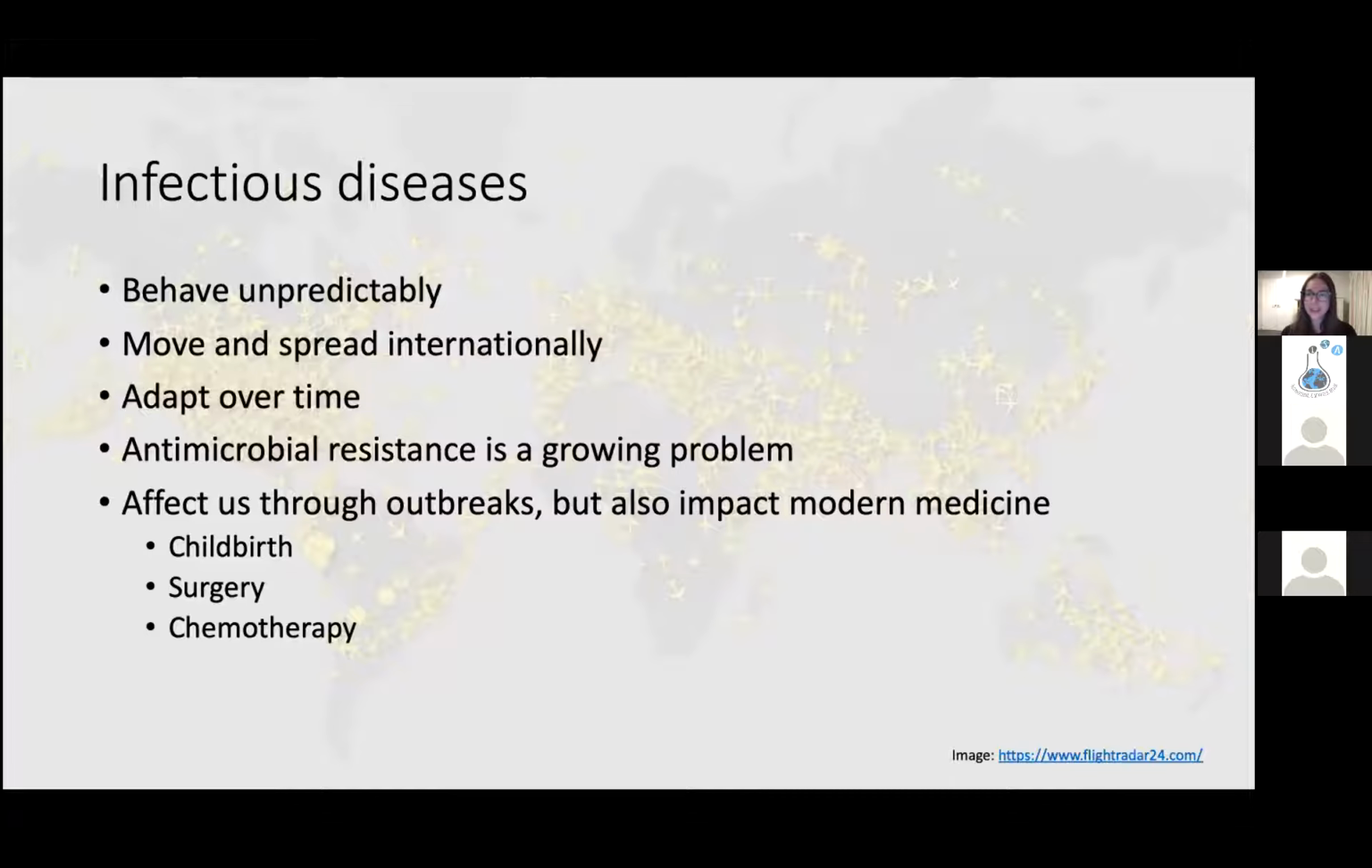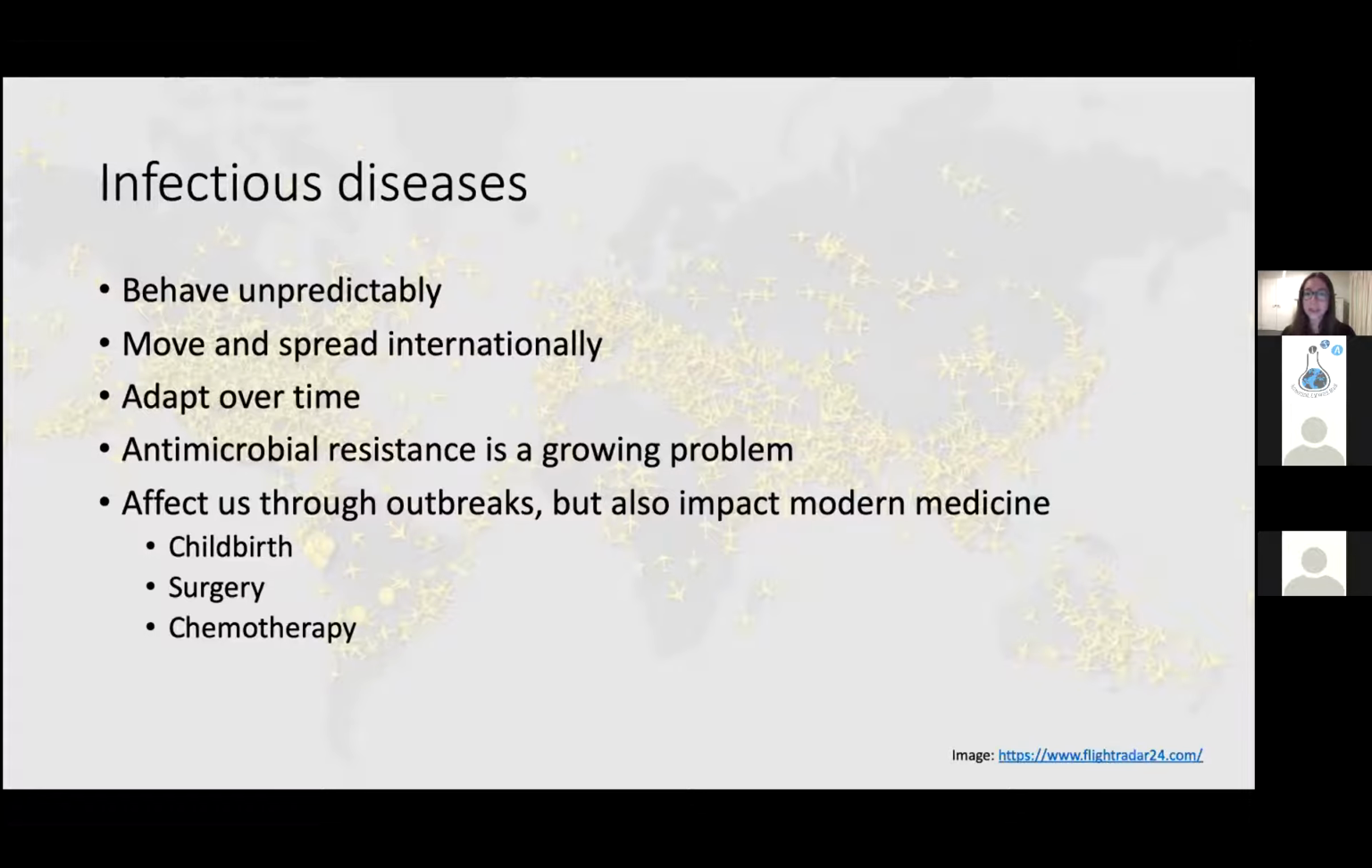My work centres around studying infectious diseases, which I think is a very exciting and dynamic area to work in, partly because, as we've definitely seen this year, infectious diseases can behave really unpredictably. They can move and spread internationally before we even recognise them as a problem. They can adapt over time in response to our attempts to control them. And we're seeing across a lot of different infectious diseases that resistance to treatment is a growing problem.